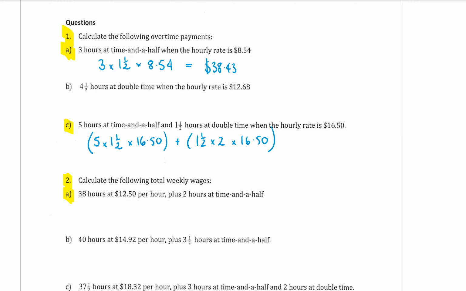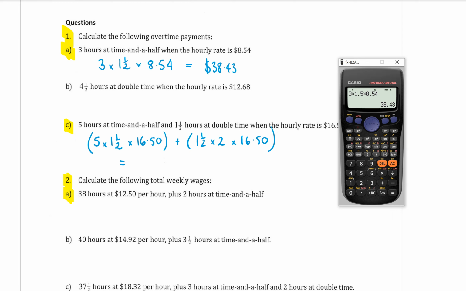Okay, because we have 2 different lots of rates of pay here, I've got the 2 different sections. So this is my time and a half pay, and this is my double time pay. You don't need the brackets when you type them in your calculator, but I just find that it helps to see the 2 different sections when you're setting out your working out. So 5 times 1.5 times $16.50 plus an hour and a half times 2 for double time times $16.50. All right, that's $173.25.